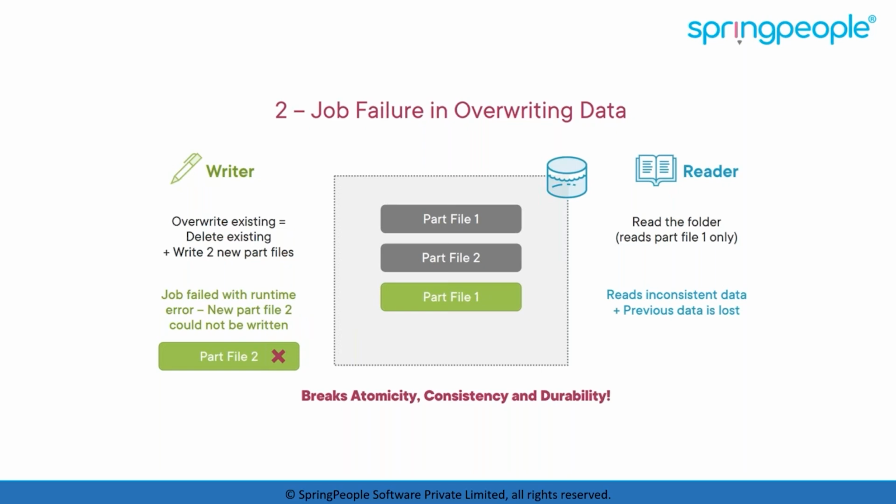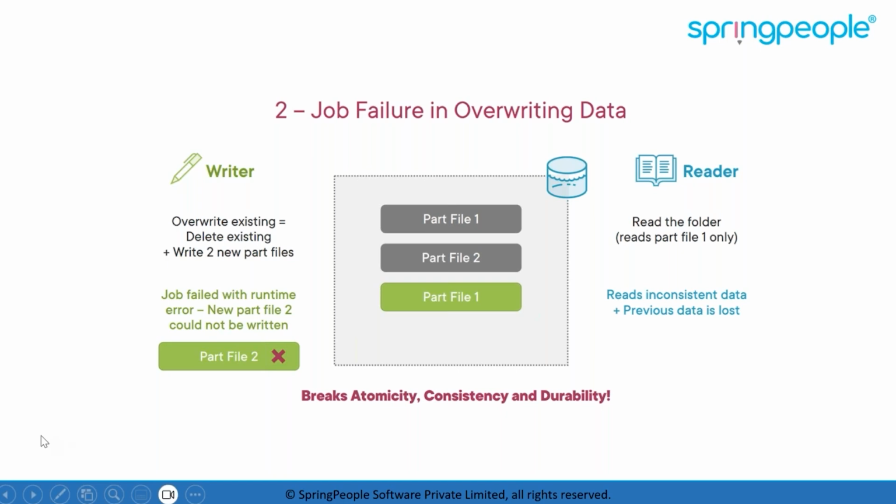Another situation: suppose there is a job failure while overwriting the data. Suppose there are 2 part files which are already there, and you want to overwrite with 2 more files. This is how the overwrite actually happens. It deletes the first 2 files and then updates the 2 files with the latest data. So here the first 2 files are already deleted.